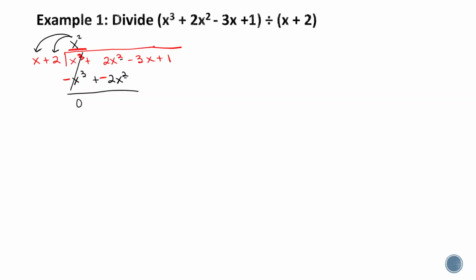Okay, now we go to this next column. I do make sure my exponents are lining up so that these are like terms. 2x squared minus 2x squared is also 0x squared. And then I bring down my next piece. Okay, and now I go back and I decide what I need to multiply by. So now what do I need to multiply x by to get not 0x squared? That would be a 0, right? But I need to go to this next piece. So I would need to multiply by a negative 3.